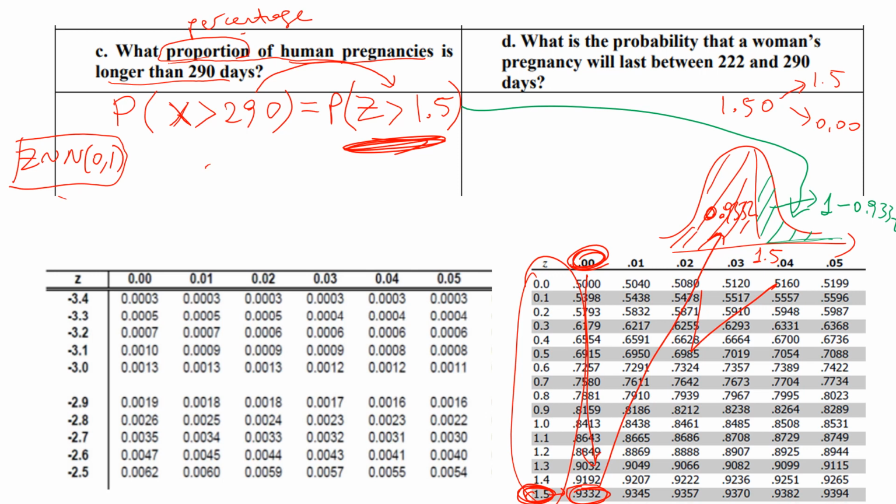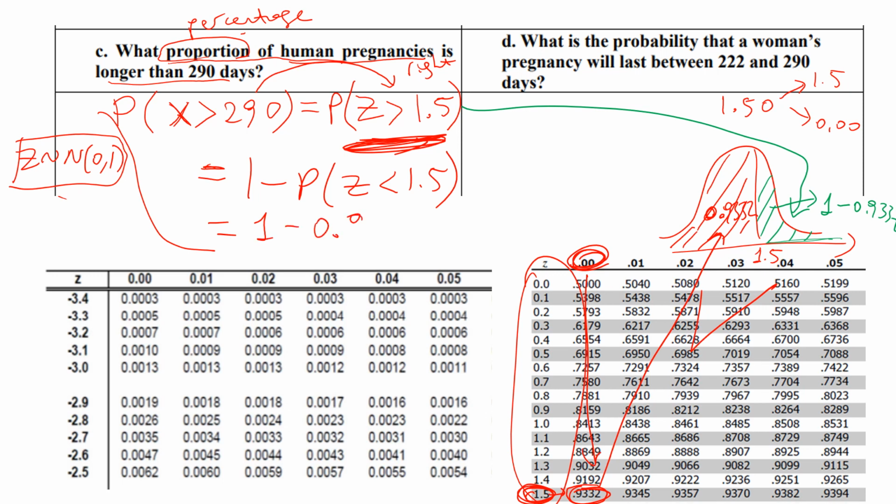If you want to write it the mathematical way, this is equal to 1 minus the other side. This is asking the right side, right? So this is equal to 1 minus the left, and the left means z less than 1.5, which is coming from the table. So it's 1 minus 0.9332, and this will give you 0.0668.